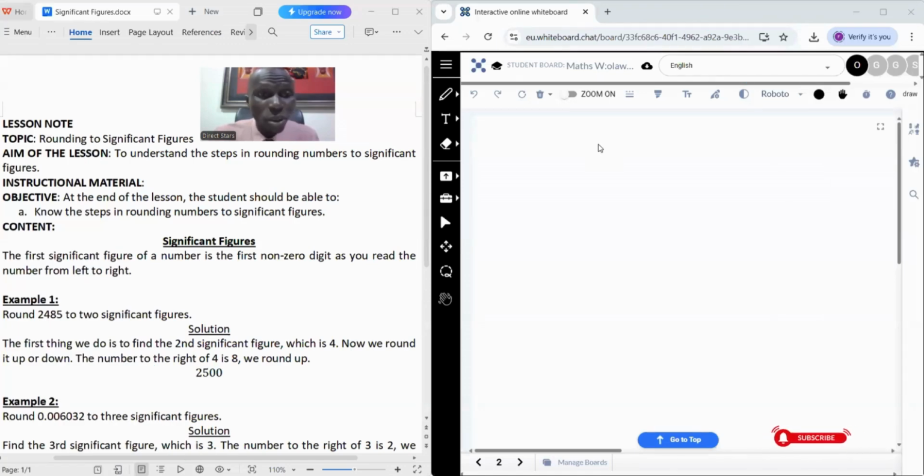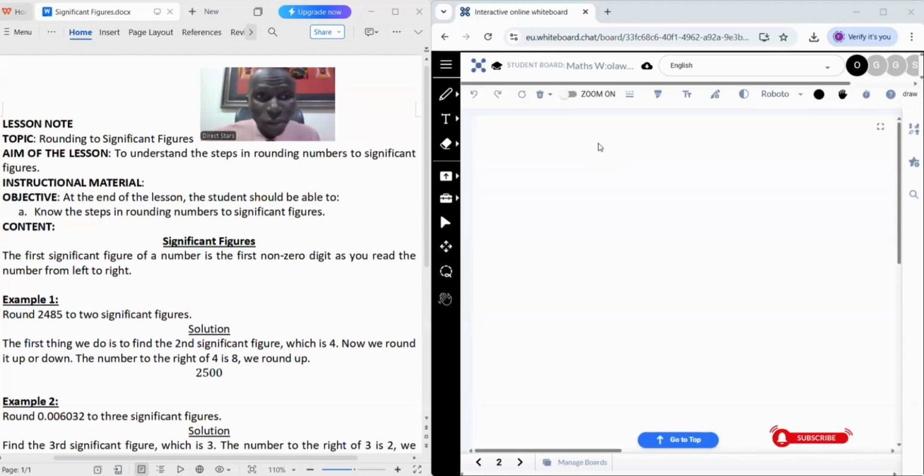In the mathematics class today, we're looking at rounding to significant figures. The aim of the lesson is to understand the steps in rounding numbers to significant figures, and the objective is that you'll be able to know the steps in rounding numbers to significant figures. Firstly, we have to know what a significant number is.